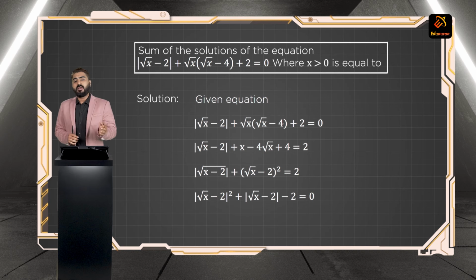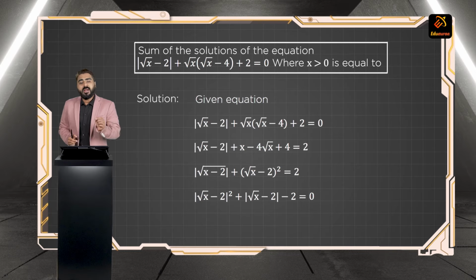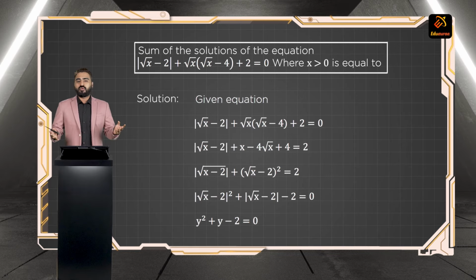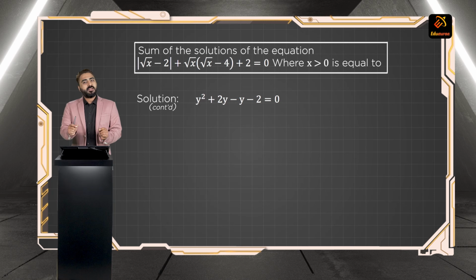So students, when we want to solve this further, let us assume mod of root x minus 2 is equal to y. So we can write this equation in a simplified form. So the simplified form of this equation will become y square plus y minus 2 equals to 0. Now students, this is in your quadratic form. So once it is in your quadratic form, it is easy to find factors and roots of this equation. So students, how do we find it? So let's split this as y square plus 2y minus y minus 2 equals to 0.